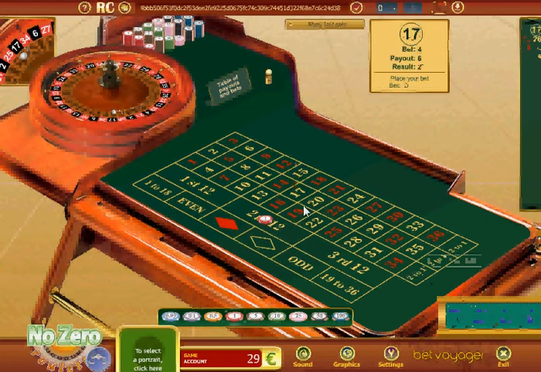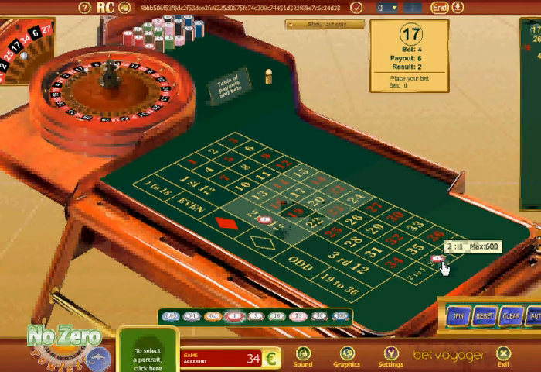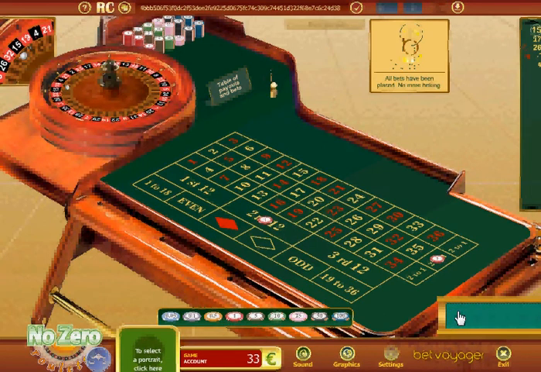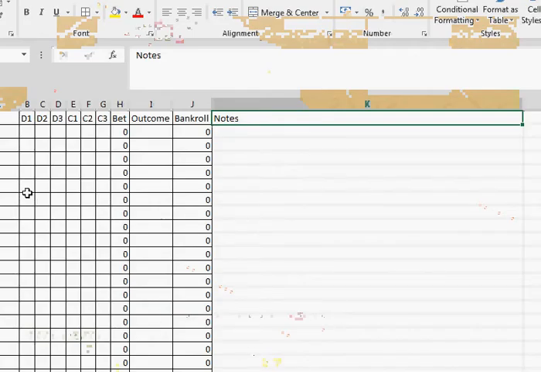So it's a hit and we are going even, so we can reset the progressions now. So it's first column or second dozen and second column. 15, it's a hit. So let's track it in the Excel and see how it is shaping up.